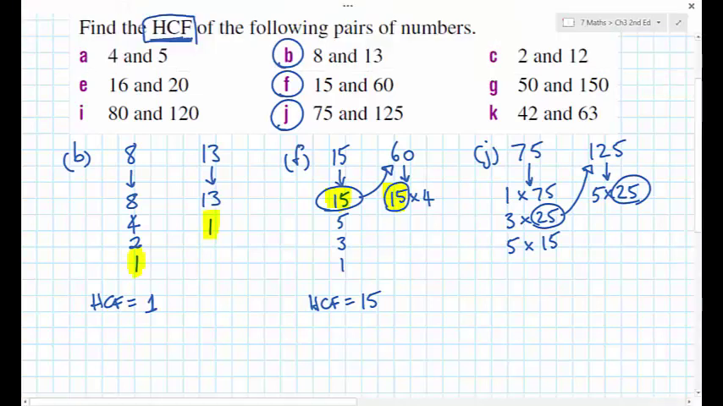So I don't need to list out all of the factors for either one. I just need to look at the smaller number first, list out the factors of the smaller number, and then see if those factors divide into the bigger number and how many times they do. So I know here that my highest common factor in this instance is 25.